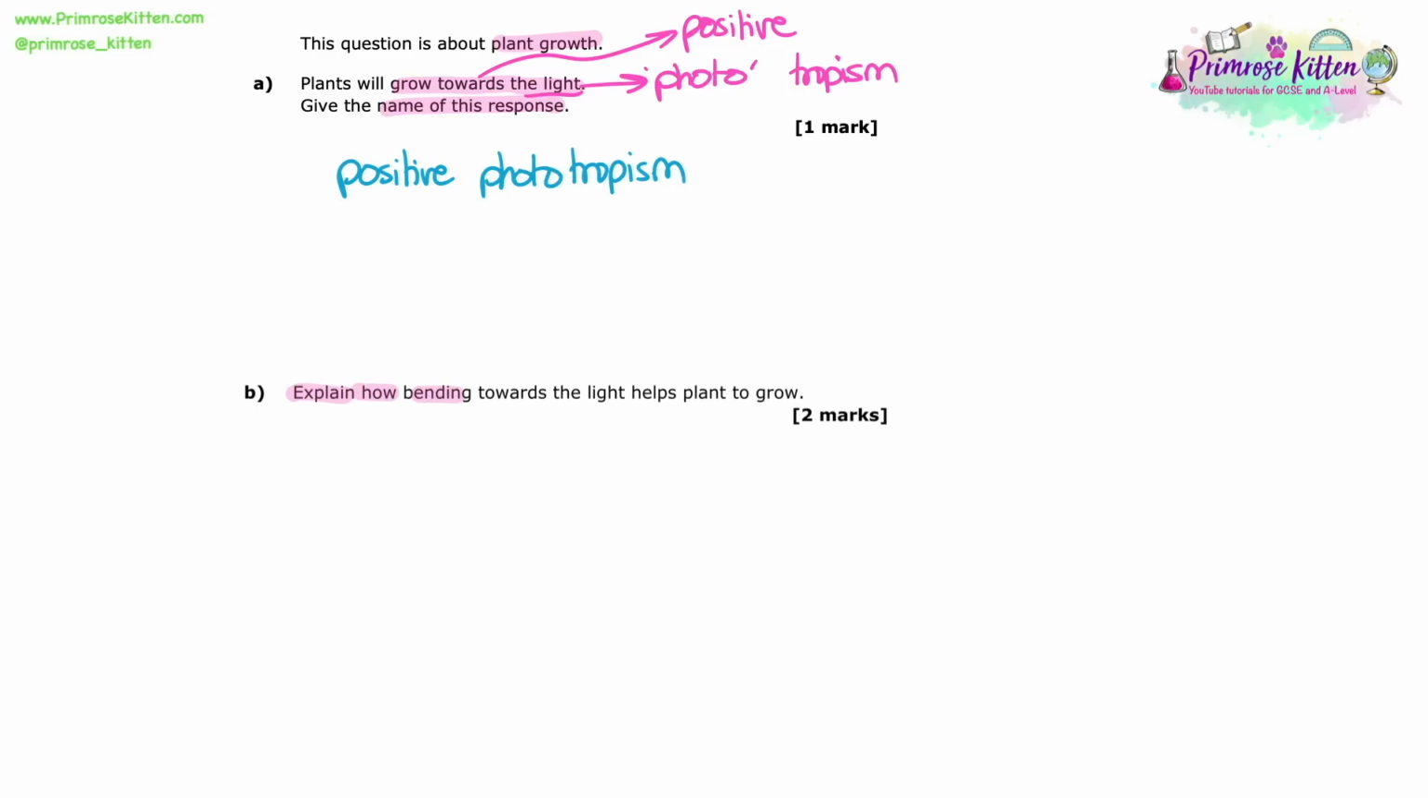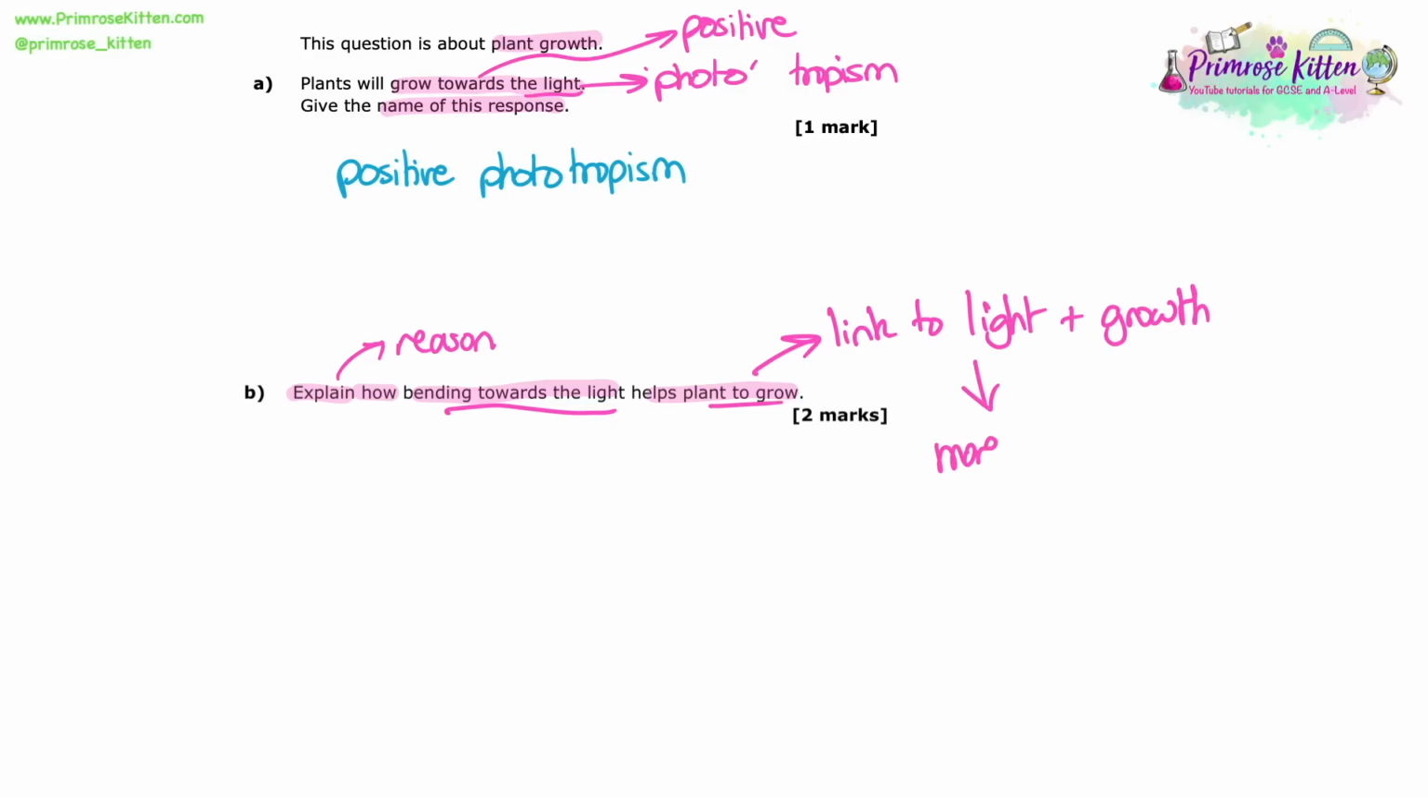Explain how bending towards the light helps plants to grow. So we need a reason why, and we need to link the idea of why going towards light might help growth. So we should hopefully know that when plants get more light, they can carry out more photosynthesis. And for growth, that's what they need to do because they need to produce the sugars that they get from photosynthesis in order to produce molecules that can help them grow cells, to provide the energy they need to grow cells. So more light equals more photosynthesis.